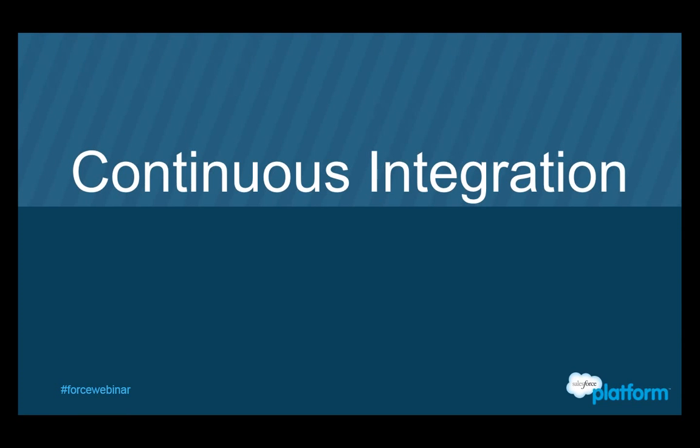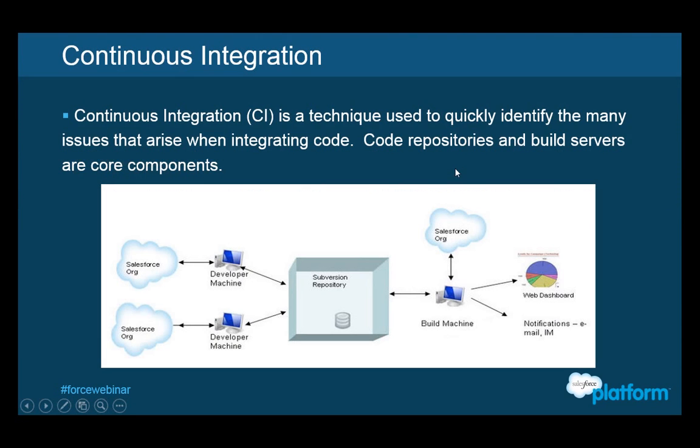So we saw there how to connect to a source control repository, and again, that's all using the Metadata API to connect to Salesforce. The next progression we usually see developers take is continuous integration. Continuous integration is a technique used to quickly identify the many issues that arise when integrating code.